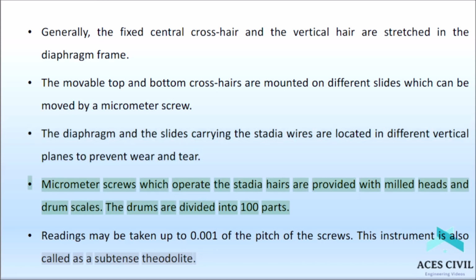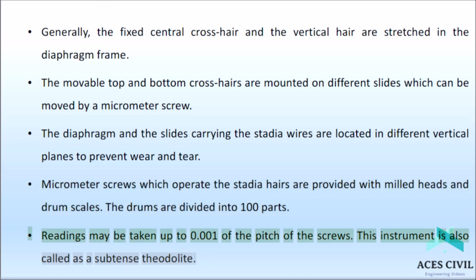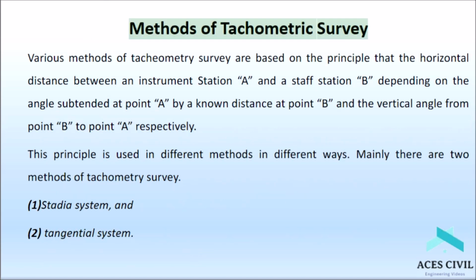Micrometer screws which operate the stadia hairs are provided with milled heads and drum scales. The drums are divided into 100 parts. Readings may be taken up to 0.001 of the pitch of the screws. This instrument is also used for other methods of tacheometric survey.